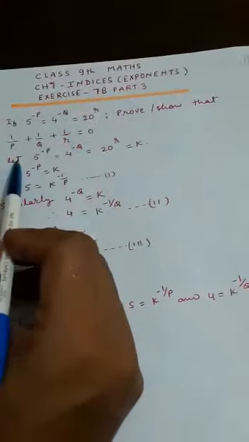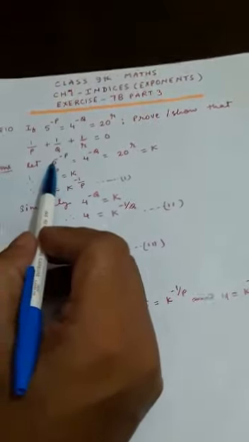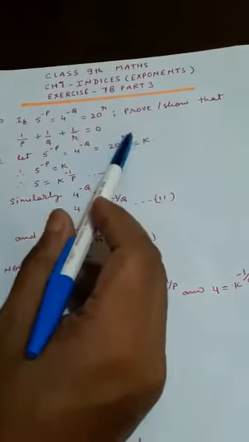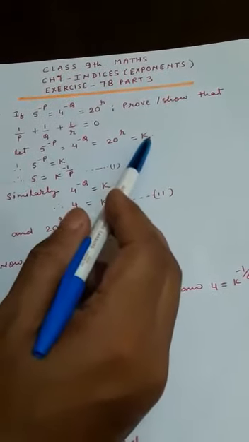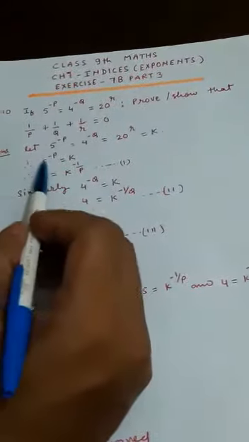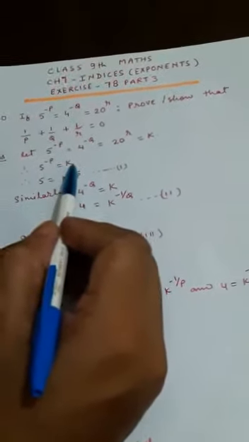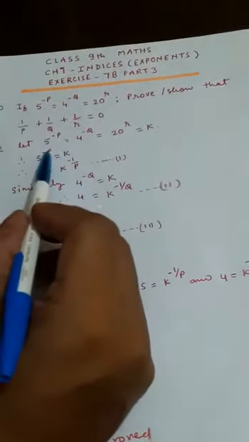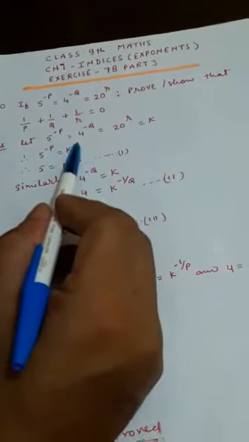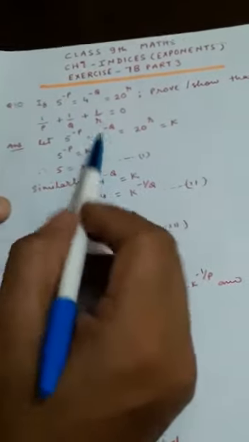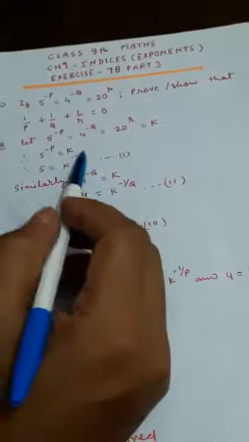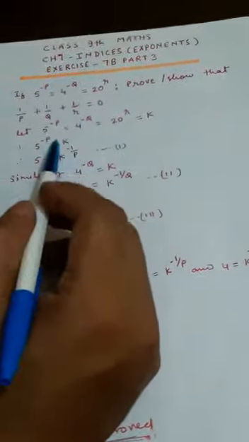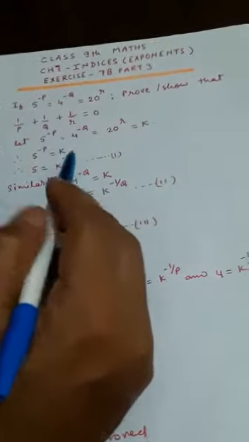So let us see. Let 5 power minus p equals 4 power minus q equals 20 power r be k. K is a constant term. So we will write down 5 power minus p equals k. So 5 is equal to k power minus 1 by p. When we transpose this power to either the left side or right side, it becomes a fraction. If it is 2, then it will become 1 by 2. If it is 1 by 2, then it will become 2. We have to reciprocate them.